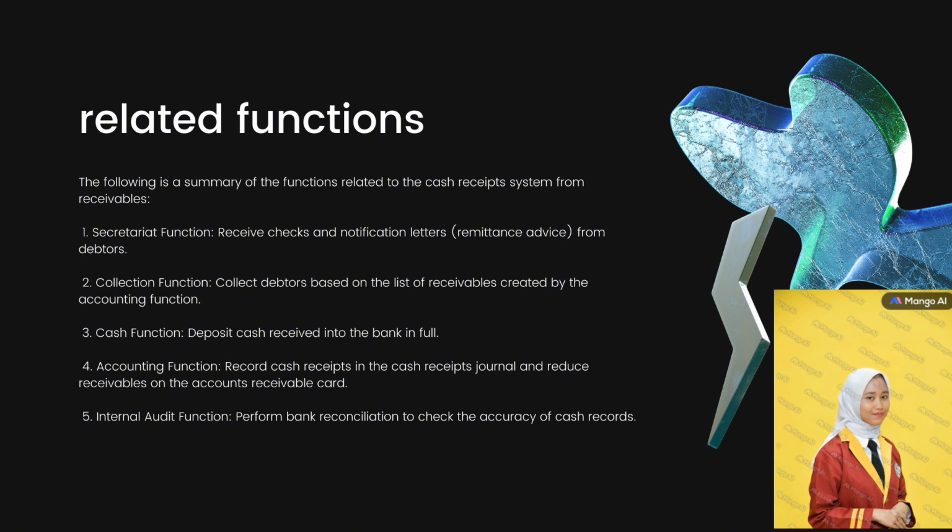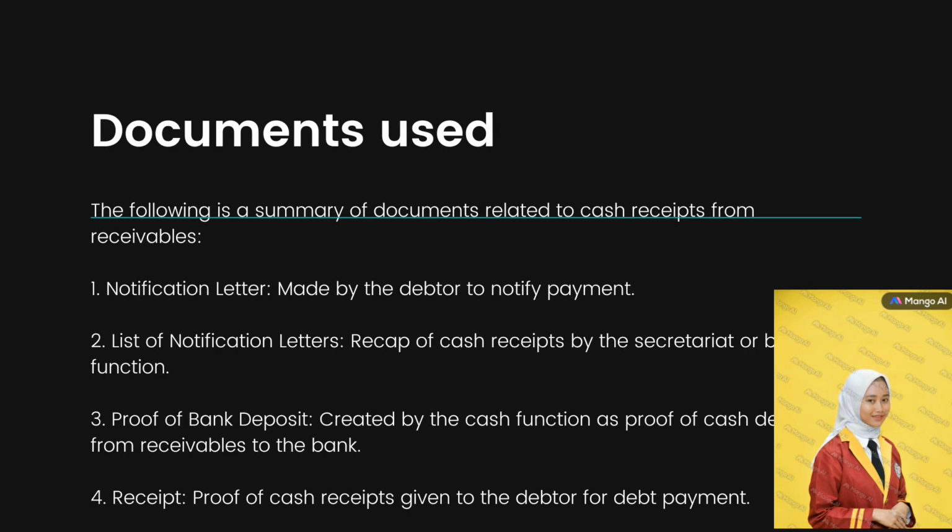5. Internal audit function, performs bank reconciliation to check the accuracy of cash records. Documents used. The following is a summary of documents related to cash receipts from receivables. 1. Notification letter, made by the debtor to notify payment. 2. List of notification letters, recap of cash receipts by the Secretariat or billing function. 3. Proof of bank deposit, created by the cash function as proof of cash deposit from receivables to the bank. 4. Receipt, proof of cash receipts given to the debtor for debt payment.